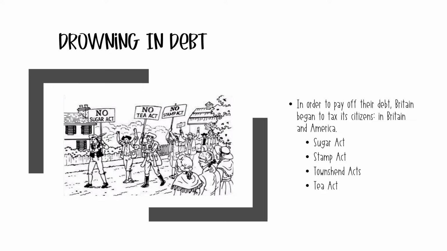British Parliament began to tax its people in Britain and in America. First with the Sugar Act, and then the Stamp Act, which taxed items made on paper like books, newspapers, and playing cards. They had to have a stamp on them indicating the tax had been paid. Next came the Townshend Acts, which taxed glass, paint, and tea.